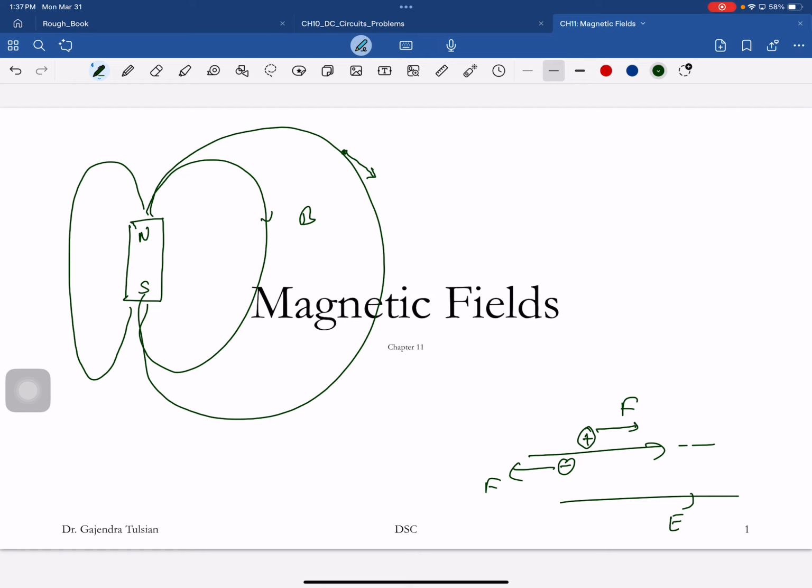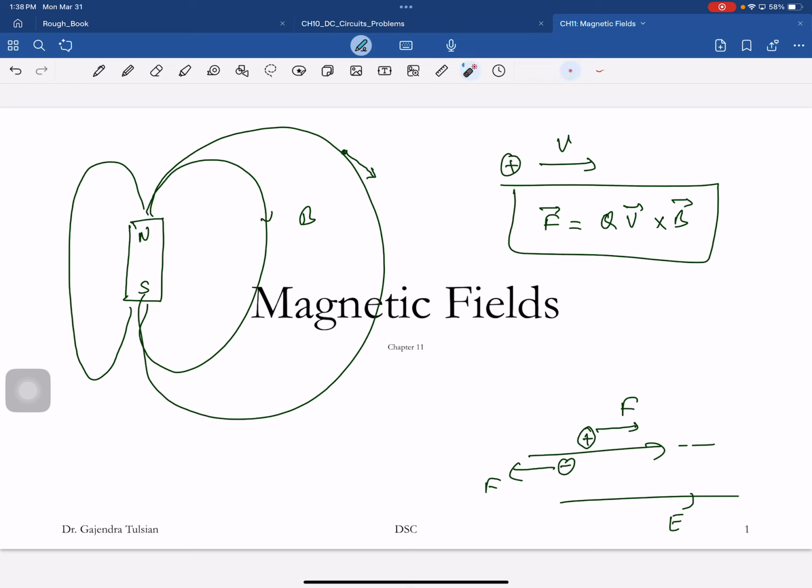So what you learn in this chapter is you will need a moving charged particle to detect a magnetic field. This is the punchline of the chapter. The force on a moving charged particle is given by that. So let's look at this equation.